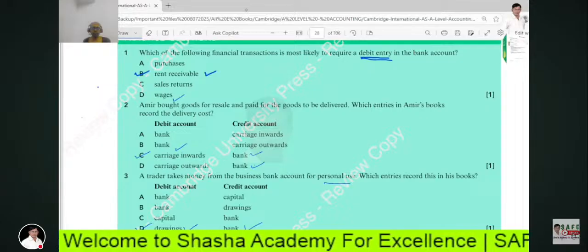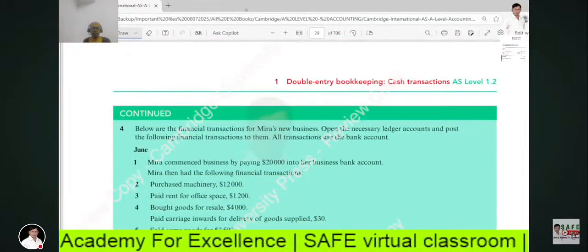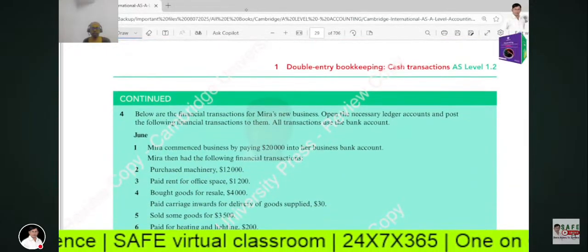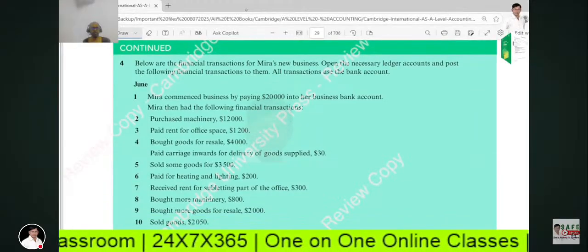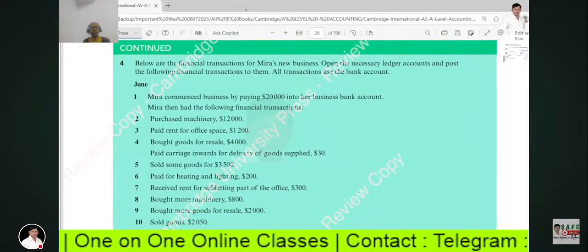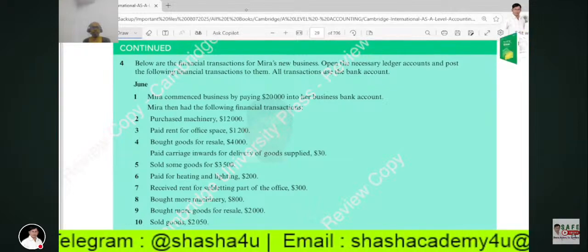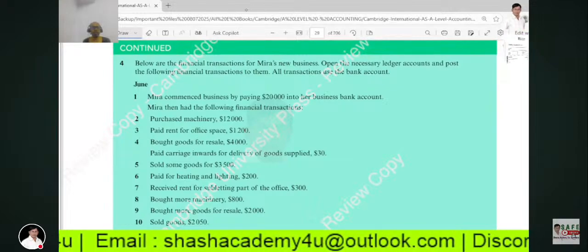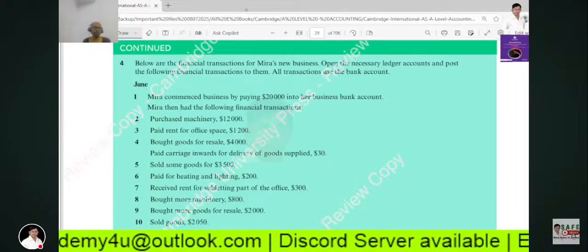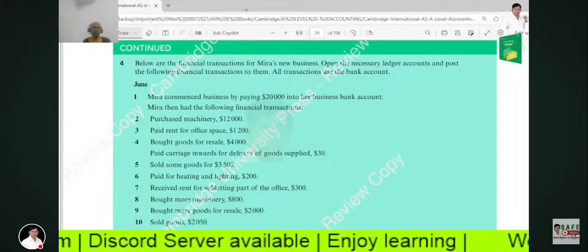So what you can do is you can just have a look at the next problem. Below are the financial transactions for Mira's new business. Open the necessary ledger accounts and post the following. Just for one simple problem, you are taking so much of time. Use the bank account. That is why you prepared the trial balance. Again, missing entries and all we put.